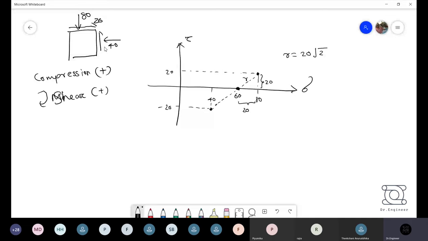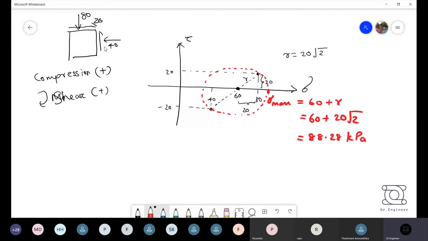I'm just doing a rough sketch. So my Mohr circle would be something like this in these red dots. Just imagine this as a circle. So what would be this coordinate? Sigma maximum. Sigma maximum is 60 plus the radius, 60 plus 20 root 2. So that is 88.28 kilopascal, so the answer is A.